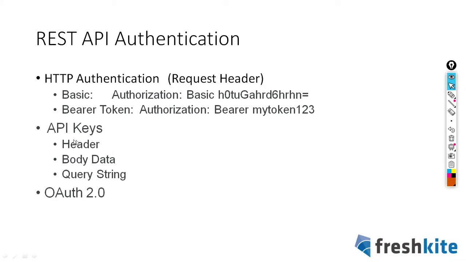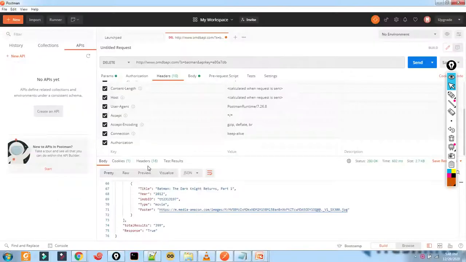Through API keys, you can also authenticate yourself, like we now use the API key. The API key can be sent in the header, in the body data, or in the query string. This is what we did: we sent the API key in the query string itself. This is the query string.